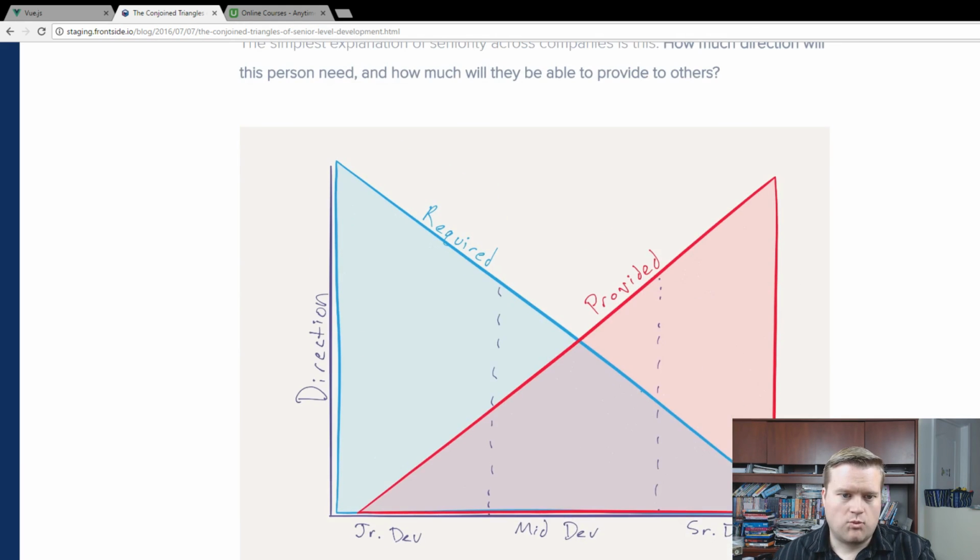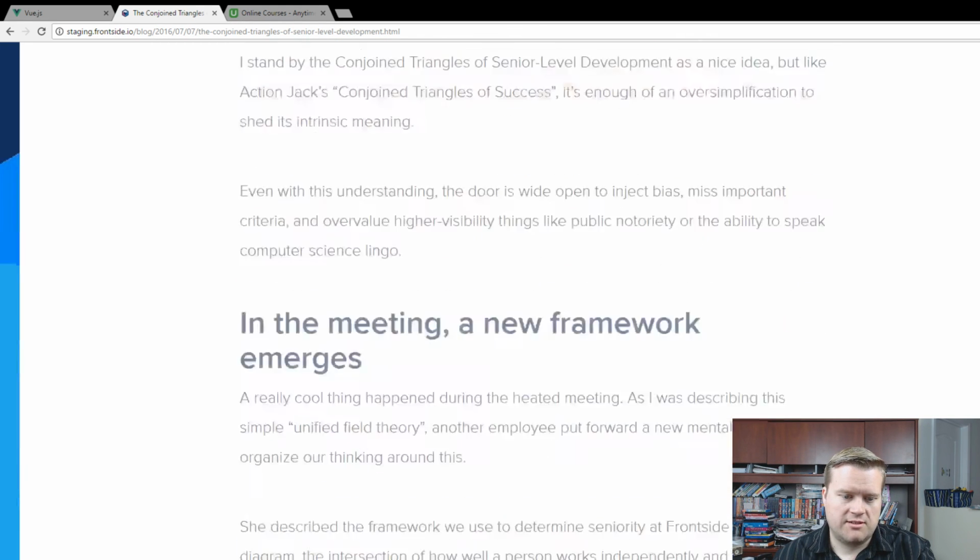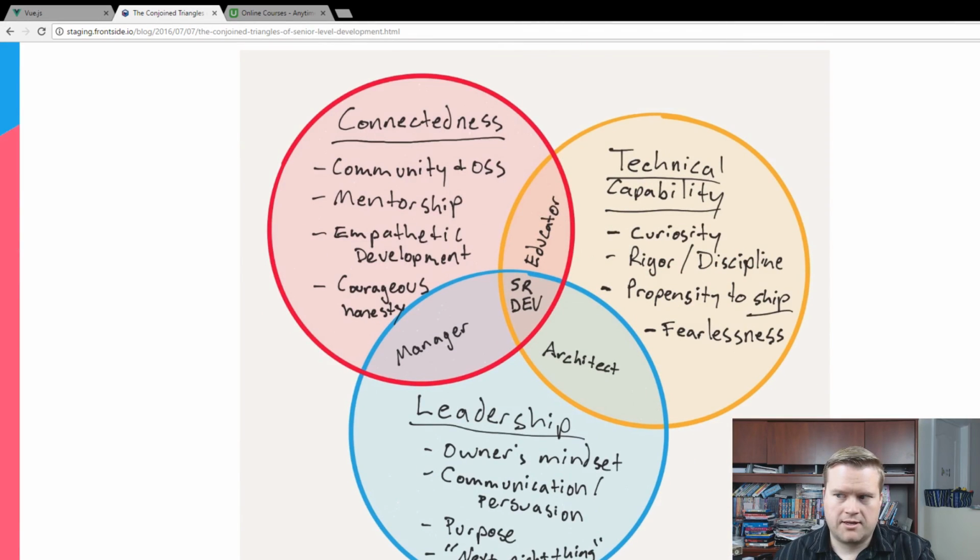Nevertheless, that is one way they were talking about how much direction you need, but I like this Venn diagram I'm putting up on the screen, where we have three concentric circles, and where they meet in the middle is sort of a senior developer. So you have connectiveness, technical capability, and leadership. Connectiveness is how involved you are with the open source community, how you're doing with mentorships. Hey Dave, hey Josh. Empathetic development, courageous honesty. Then you have technical abilities, which is what everybody traditionally thinks about when it comes to a senior developer, like how well they know actual languages and technologies, and how curious they are.